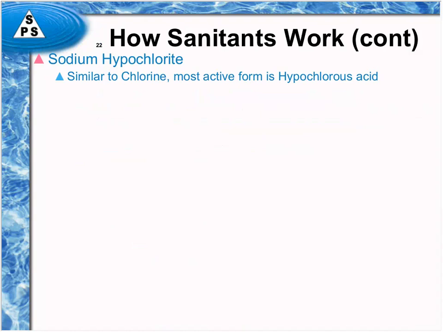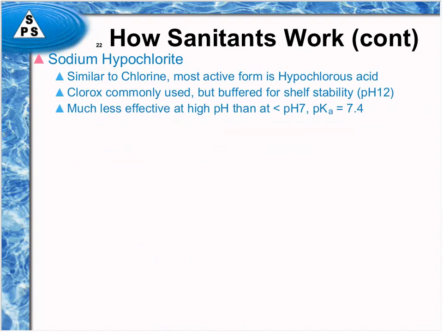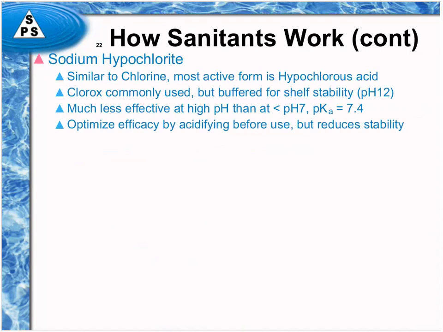Sodium hypochlorite, similar to chlorine, the most active form is hypochlorous acid, but a lot of people don't realize when you buy Clorox at the store or the generic hypochlorite bleach, it's buffered up to about pH 12 in order to extend its shelf life. Now, as a bleach, it works pretty good at that pH, but as a sanitant, it's not as effective as you saw from that relative oxidizing power table that I had. And so if you bring the pH down below 7 and into the 6s, you potentiate its efficacy considerably.